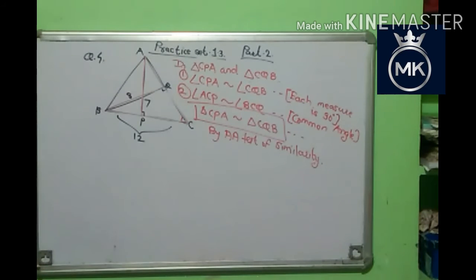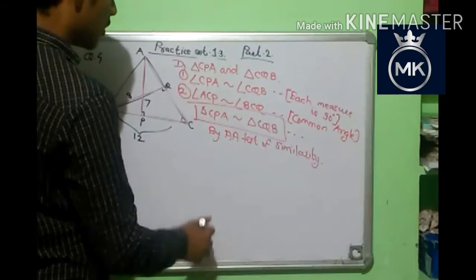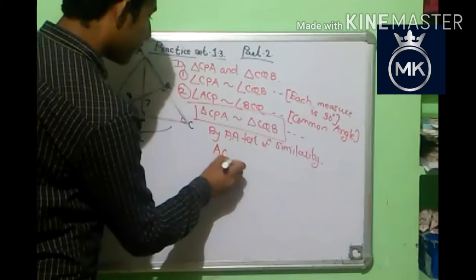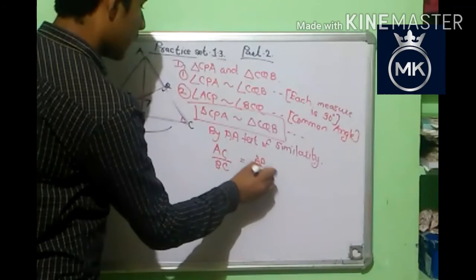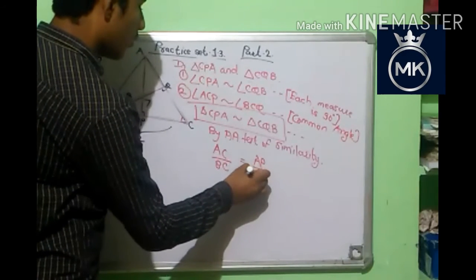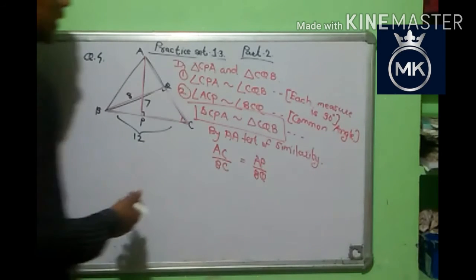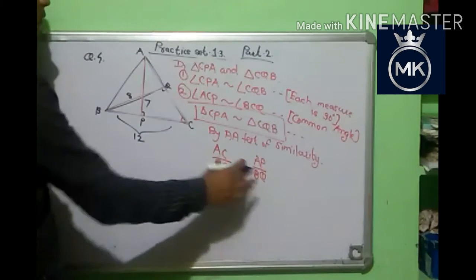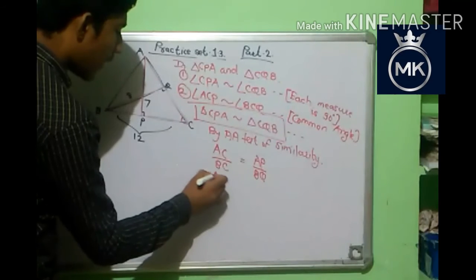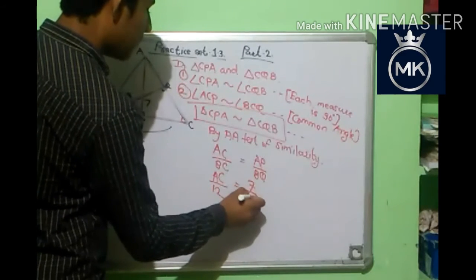You know that when two triangles are similar, the corresponding sides of both triangles are in the same proportion. So we write the corresponding sides of both triangles are in the same proportion: AC by BC is equal to AP by BQ. Also PC by QC, but we do not need this, so we do not write it here. Now we put in the values of the sides: AC we have 5 here, BC is 12, then AP is 7 here, and BQ is 8 here.